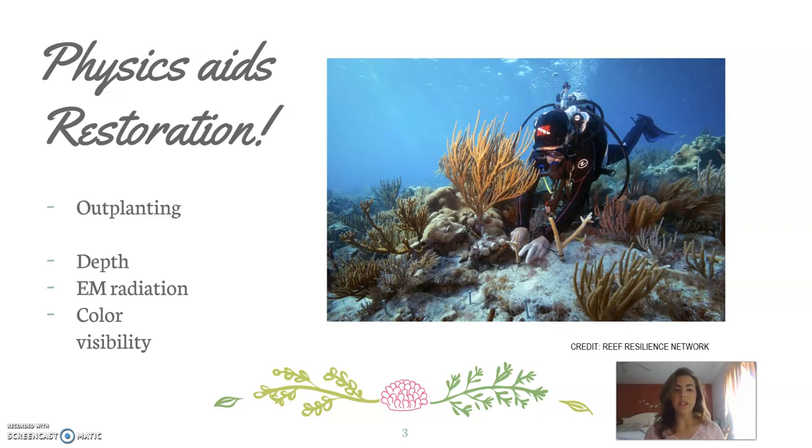Coral has specific conditions that make it happy. It likes to occupy a specific depth in the ocean so that it gets enough light, but not too much. So therefore, biologists need to have an understanding of depth, electromagnetic radiation, and color visibility in order to plant coral in places where it will survive.